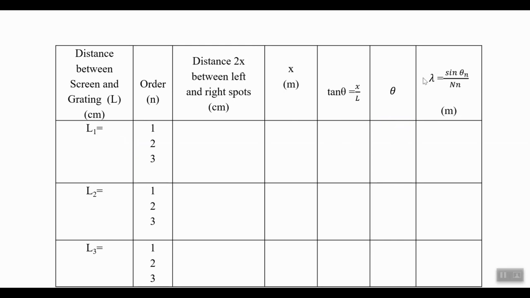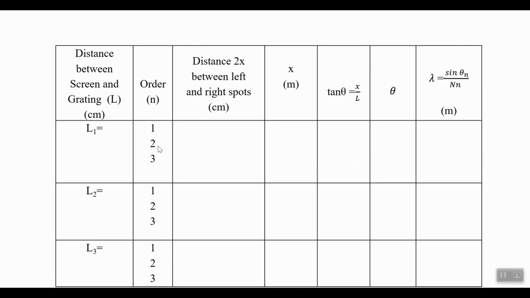You can easily calculate lambda, since we are dealing with first order, and capital N is 150 lines per centimeter. It represents the number of lines per unit length of the grating, which in this case is taken as 150 lines per centimeter. So for the first order, lambda can be easily calculated using sin theta by nN, where small n is equal to 1 and capital N is 150 lines per centimeter. Similarly, calculate the value of lambda corresponding to small n equal to 2.